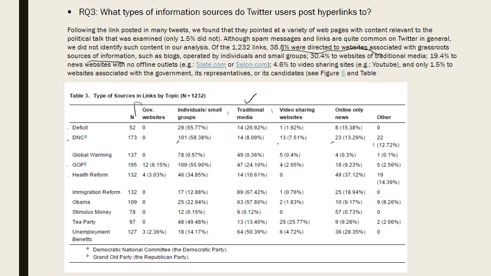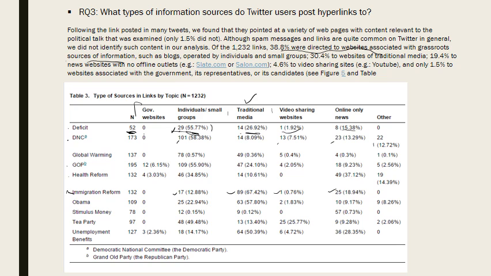So they came up with categories of topics, and then they used their categories of the sources mentioned to come up with numbers of how often. So all these numbers mean that's the frequency, so 29 of them, and that's the percentage going across. So on all 52 of the messages on deficits, 0 of them were on government websites, 29 or 55% of them were to individuals and small groups, 14 or 26.92% of them were traditional media, and so forth. So look at it once again going across.